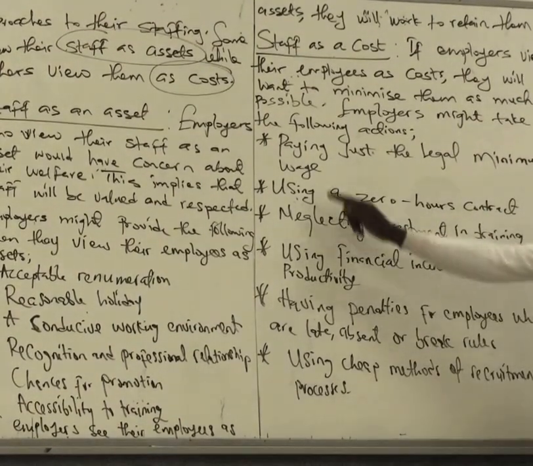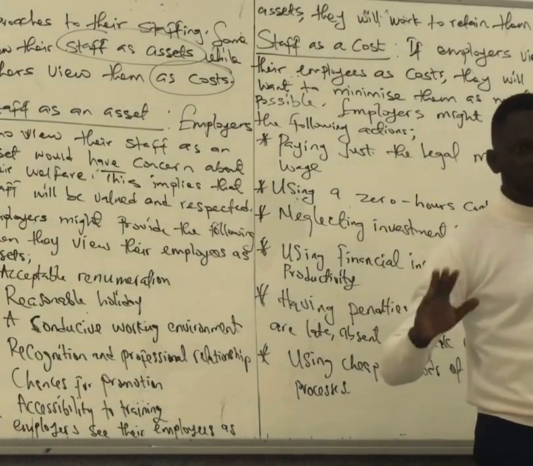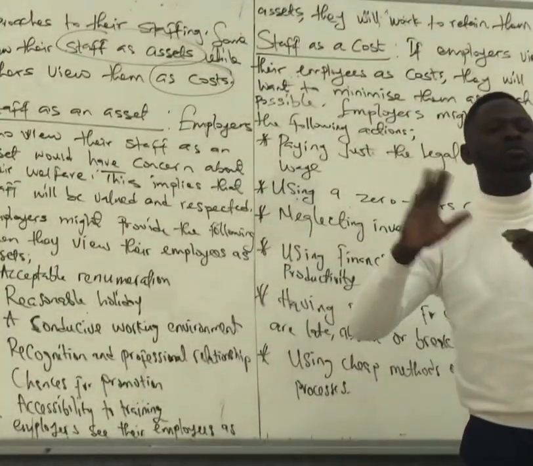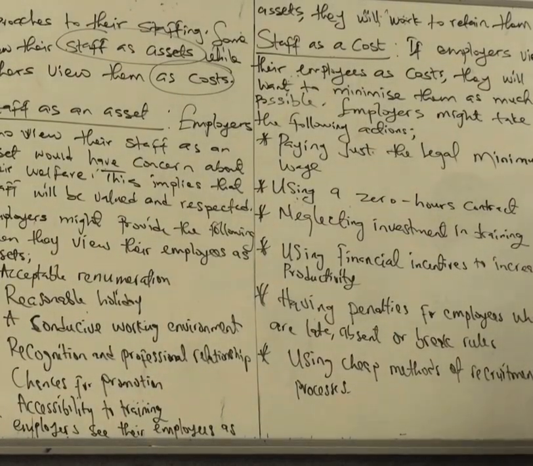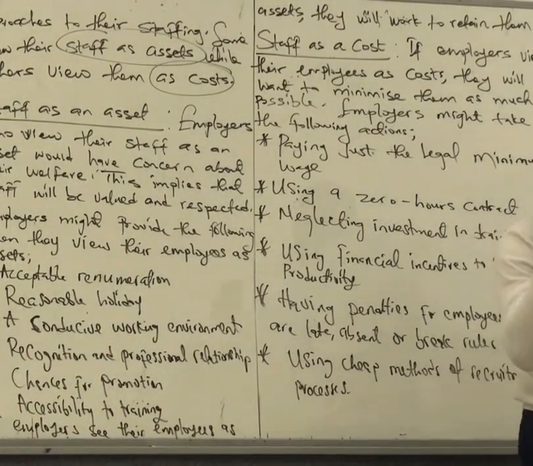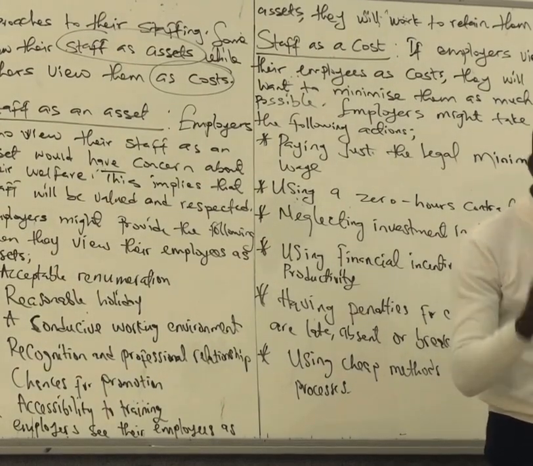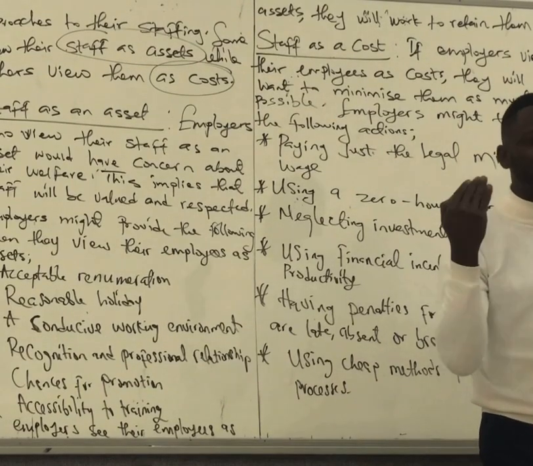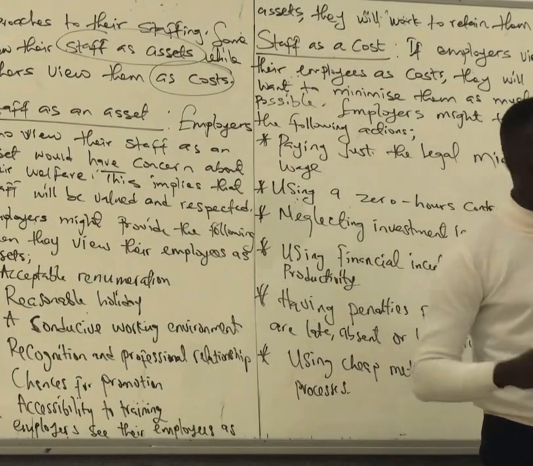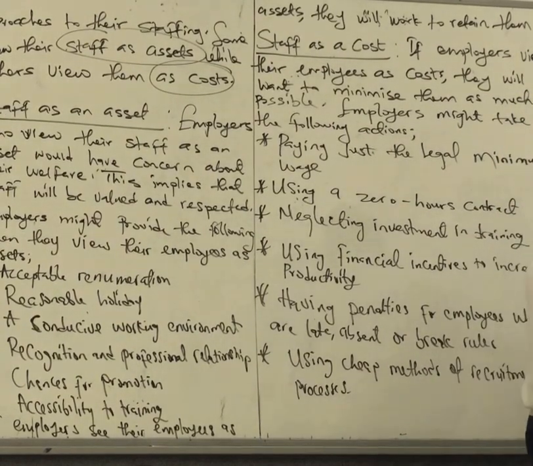Number one, paying just the legal minimum wage. You won't think about paying them more. You only want to pay them what the government says you should pay them. 2, using a zero-hours contract. Anytime they have to work, you don't give them any space. If they have to spend 7 hours at work, they have to use the 7 hours. They can't leave at 6.5, they have to leave at 7 hours. Do you understand zero hours here? You must use all your hours fully in the organization.